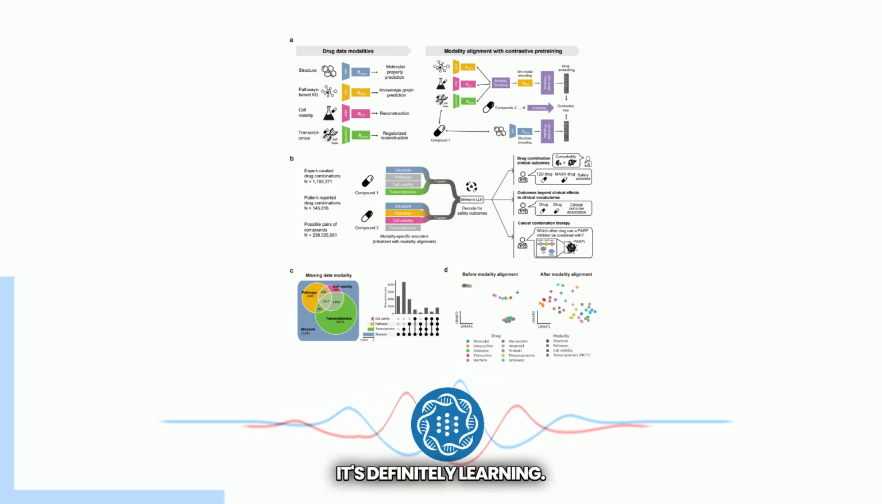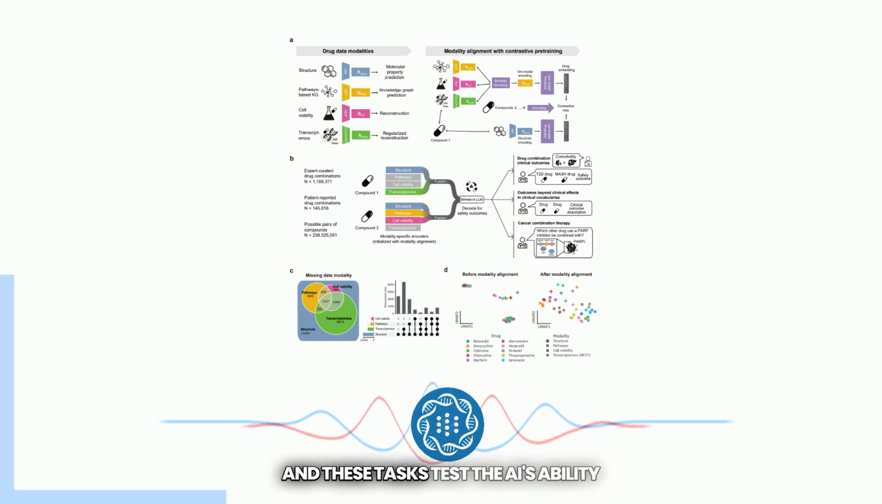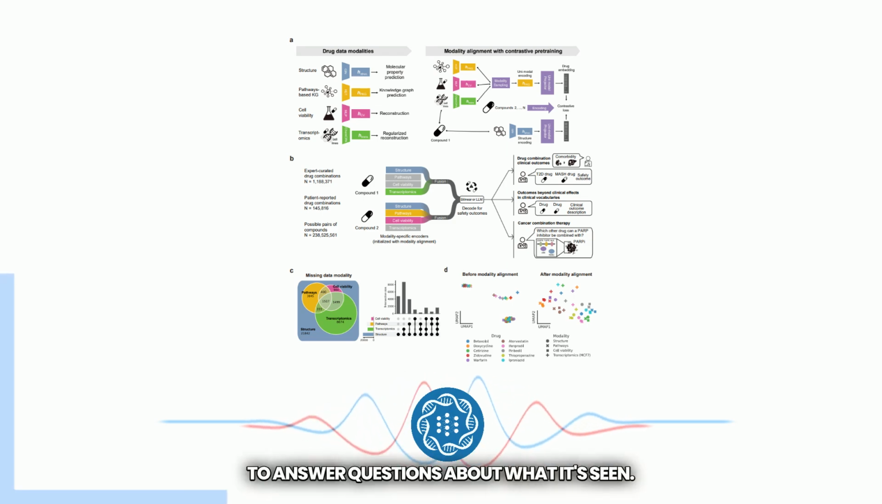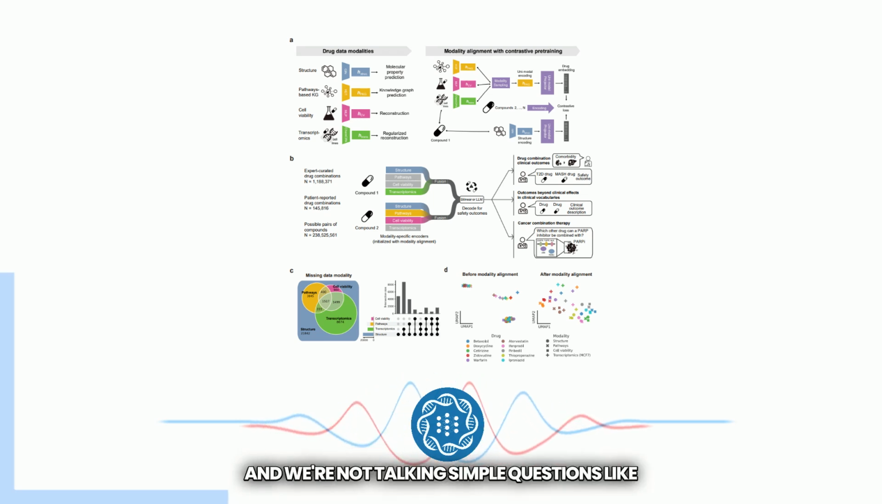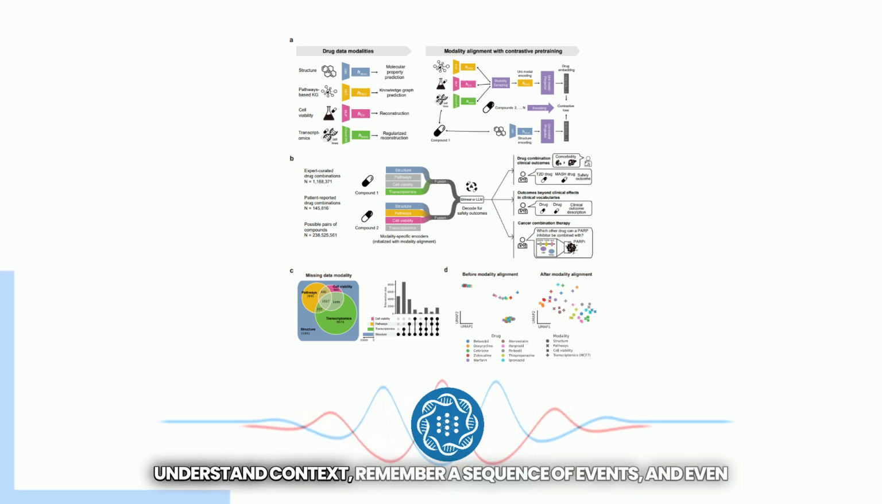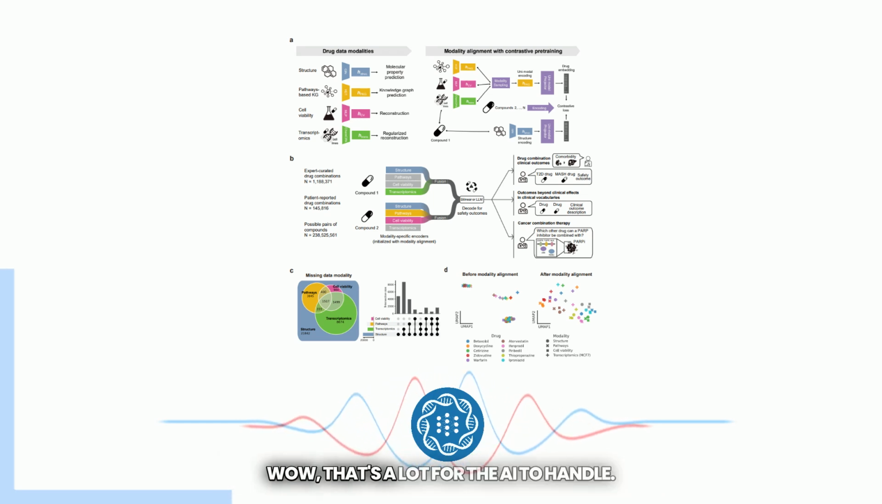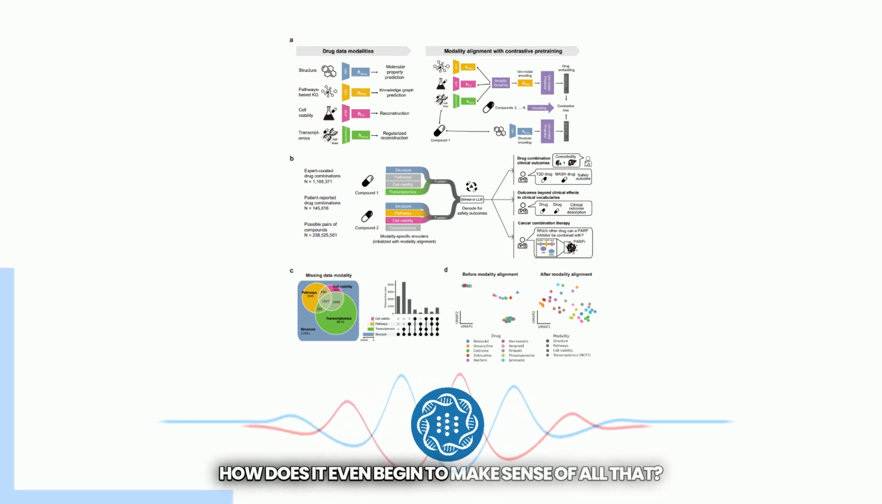It's definitely learning. They created this set of tasks they called Ego Life QA, and these tasks test the AI's ability to answer questions about what it's seen. And we're not talking simple questions like, what color shirt was someone wearing? These are complex questions that require the AI to understand context, remember a sequence of events, and even figure out patterns over a long period of time. Wow, that's a lot for the AI to handle. How does it even begin to make sense of all that?